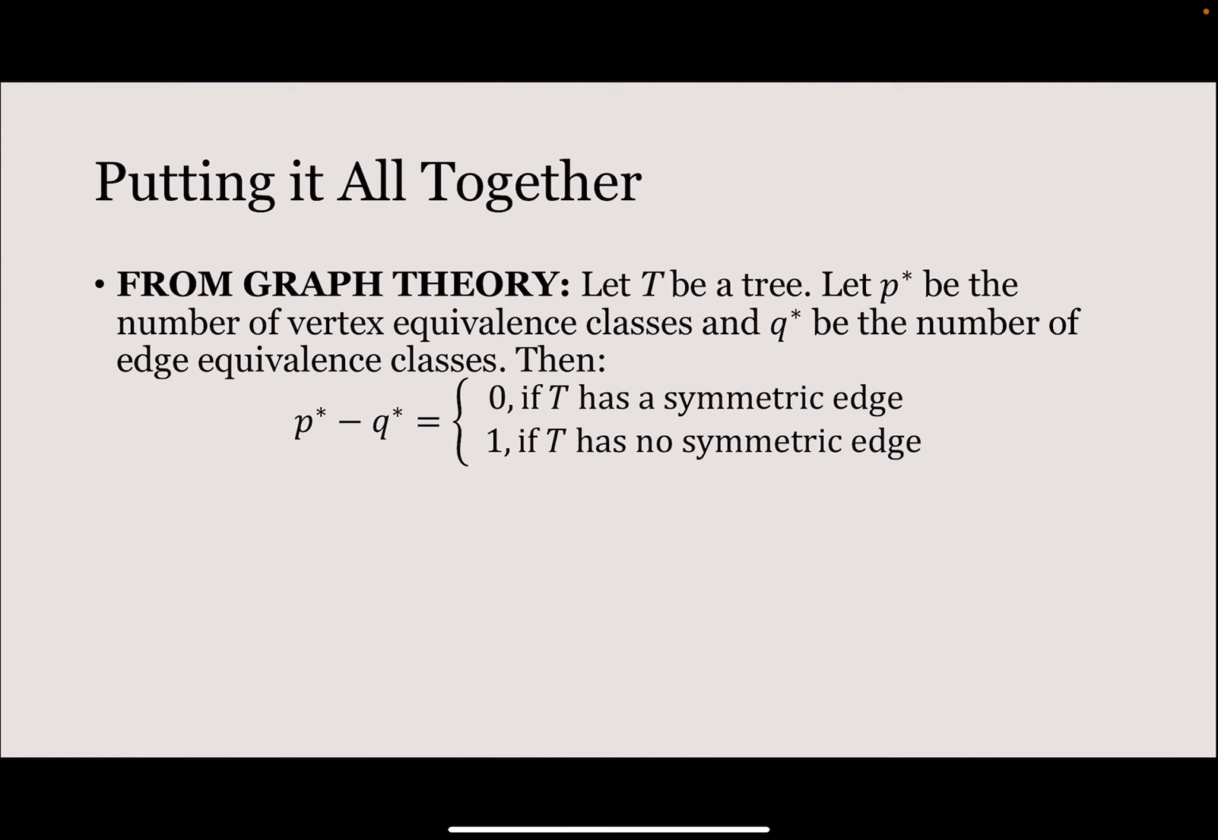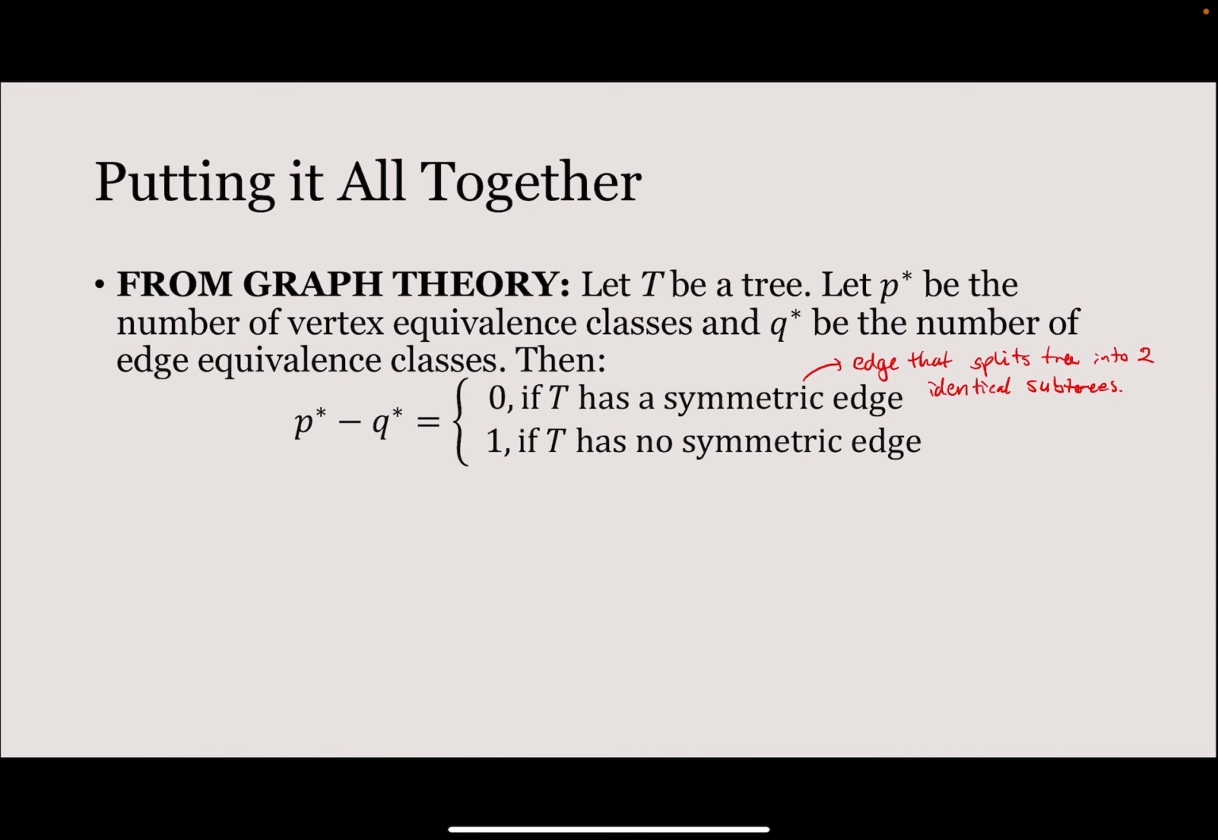Let T be a tree. If we let P star and Q star be the number of vertex and edge equivalence classes respectively, then P star minus Q star will be 0 if T has a symmetric edge, and 1 if T has no symmetric edge. A symmetric edge essentially is just an edge that splits the tree into two identical subtrees.